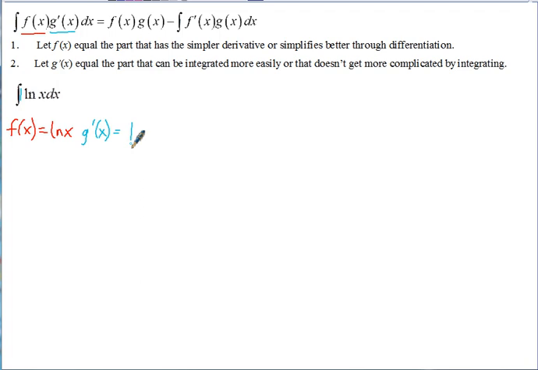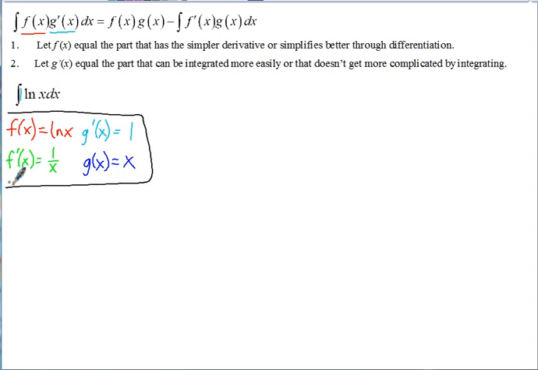And now let's take the derivative of the first one. So the derivative of f of x, f prime of x, the derivative of natural log of x is 1 over x. And when you find the antiderivative of g prime of x to get g of x, the antiderivative of 1 is just x. And again, we don't have to put the plus c until the end. So now we have everything we need to split this up.